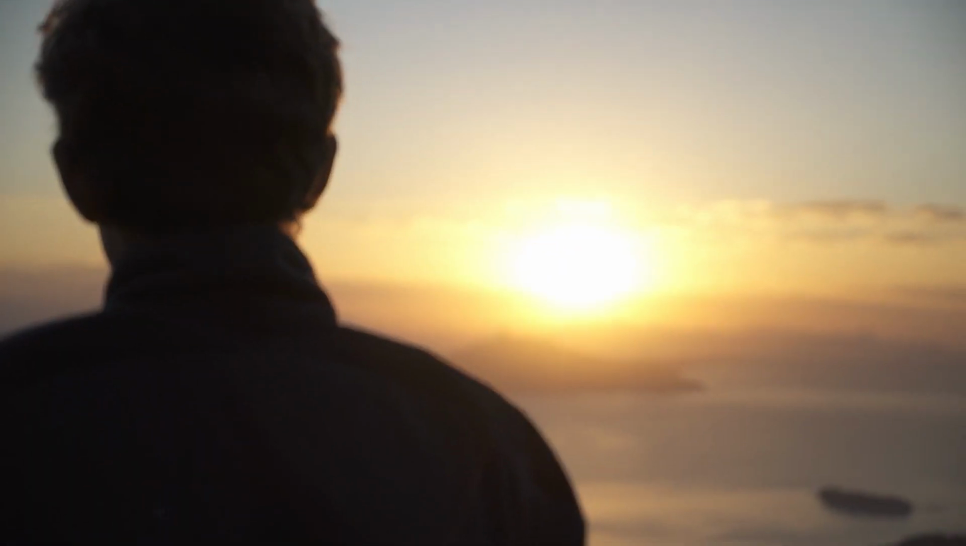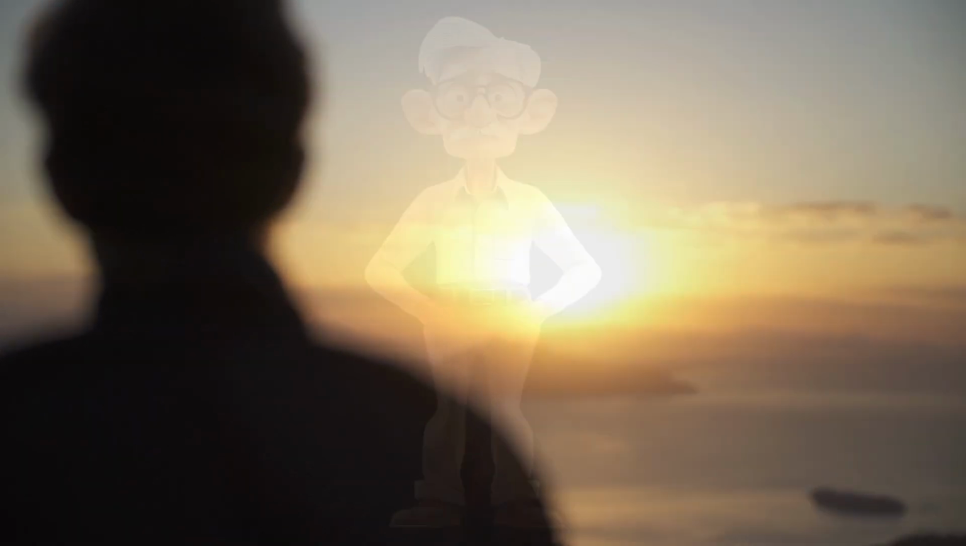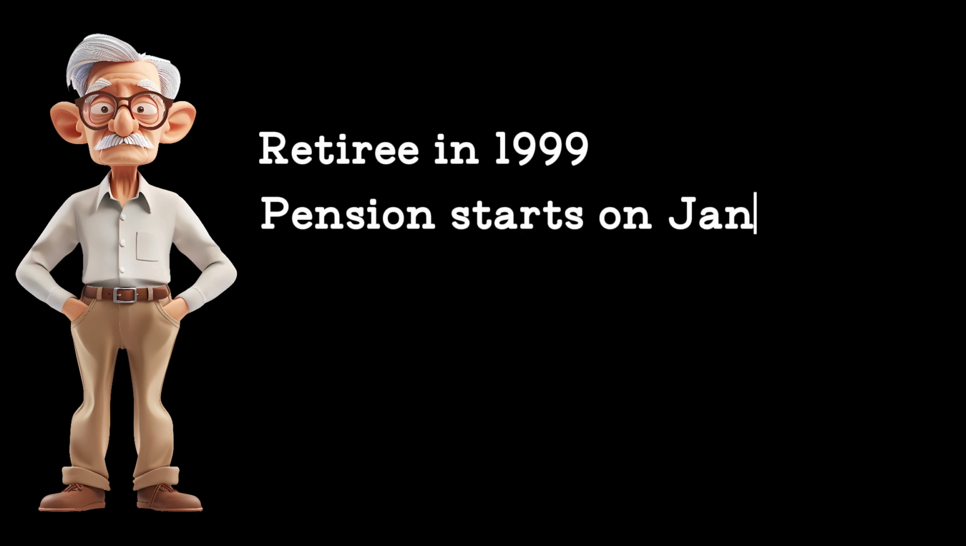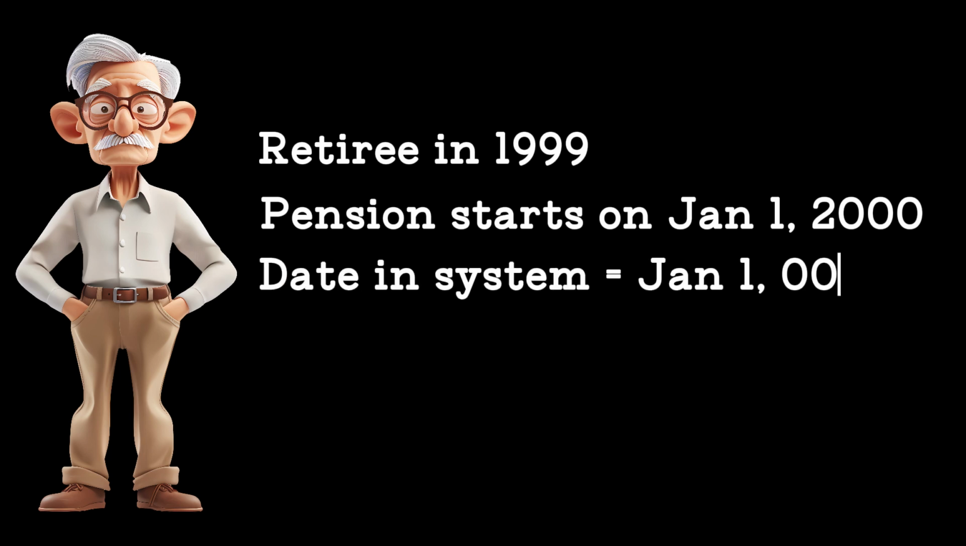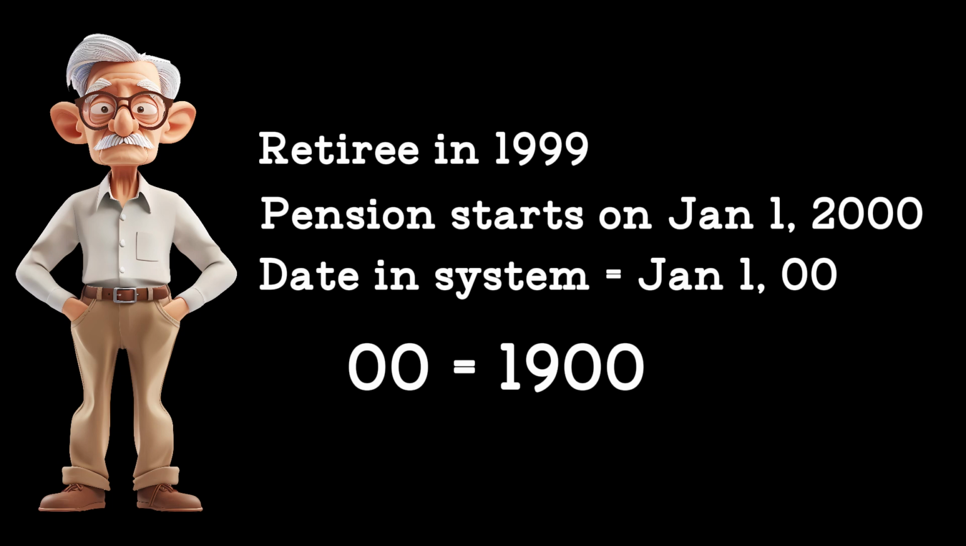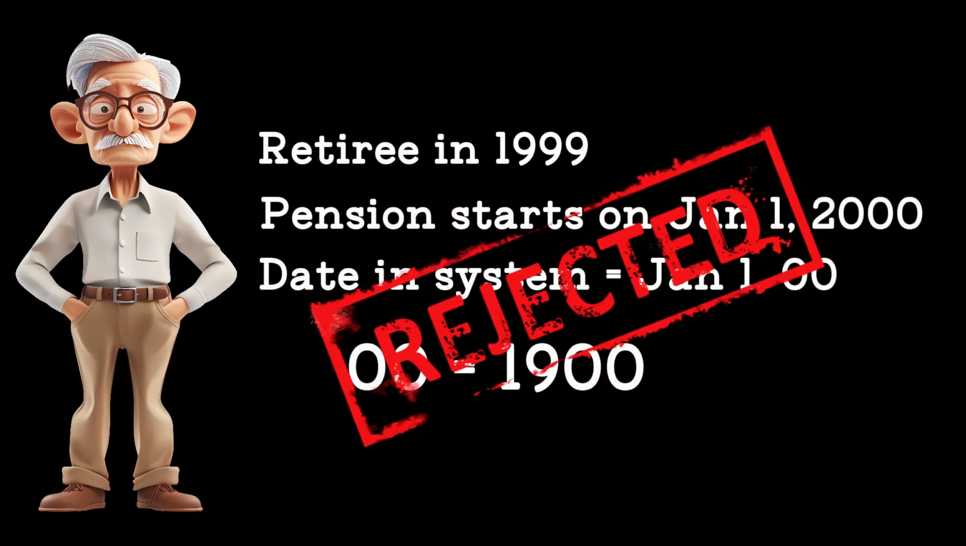But let's bring this down to a more personal level. Imagine you're a retiree in 1999. You've spent decades saving for your retirement, and your pension payments are scheduled to begin on January 1, 2000. Now, the system managing your pension relies on a date field that can only store 2 digits for the year. When the clock strikes midnight, the system reads 00 as 1900 instead of 2000. As a result, it flags your account as invalid because, in 1900, you didn't exist.